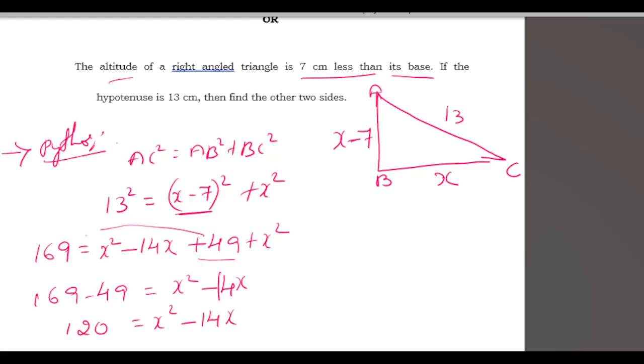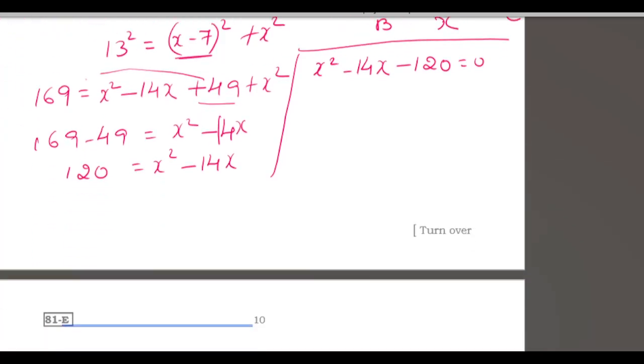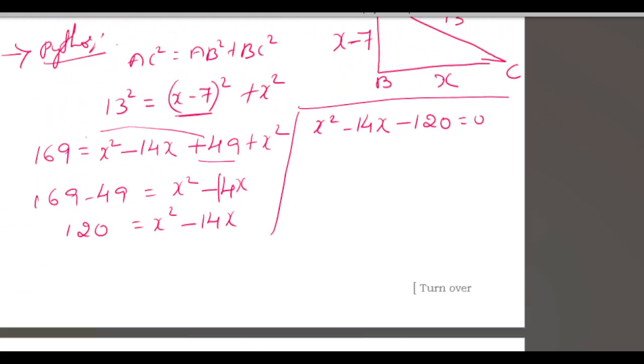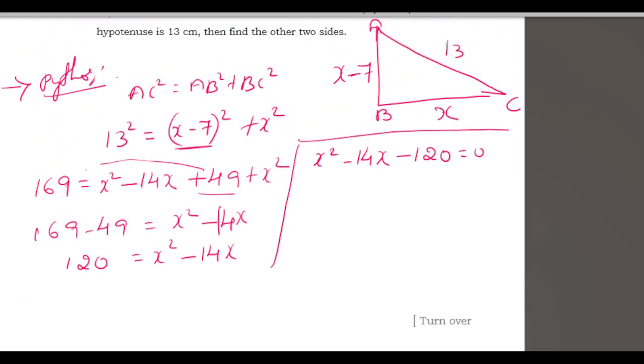Rewrite this equation in the form of a quadratic equation. We write this equation in the form of a quadratic equation, that is x square minus 14x minus 120 is equal to 0. Again, prime factorization. This one equation, so we will get the two factors. So what are the factors?